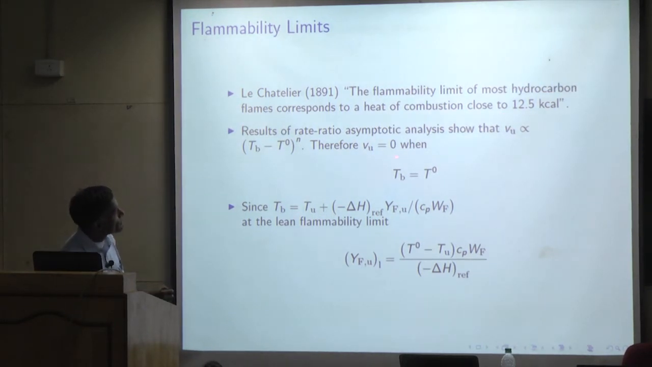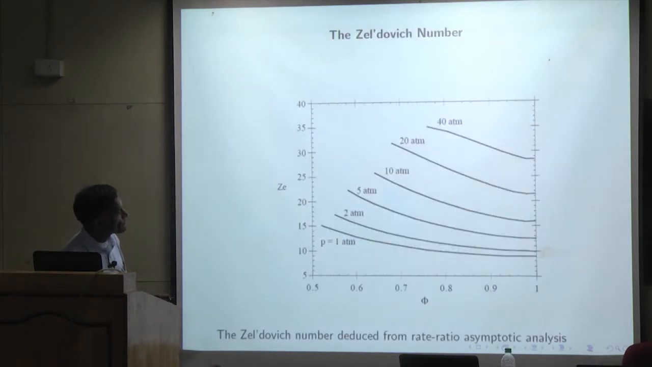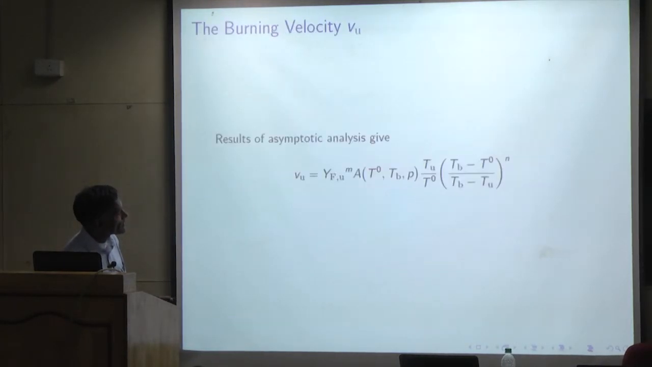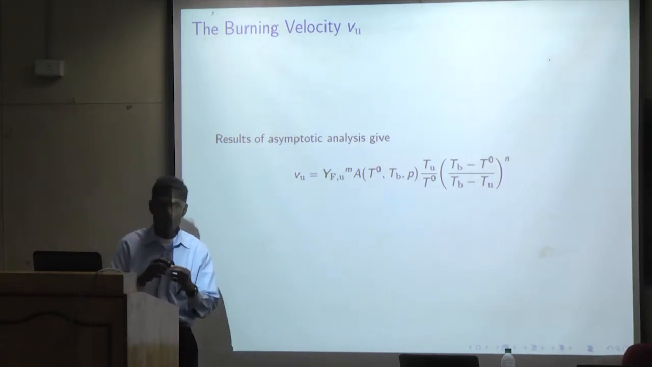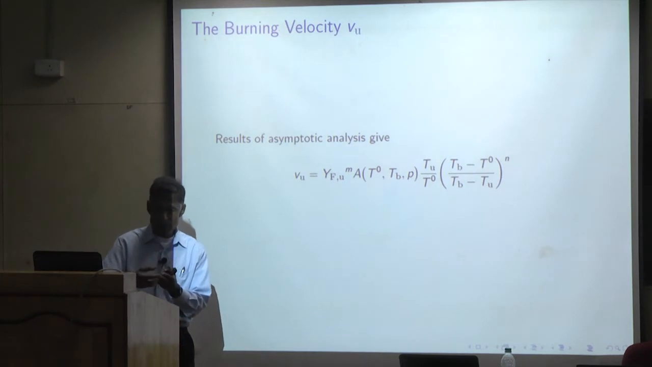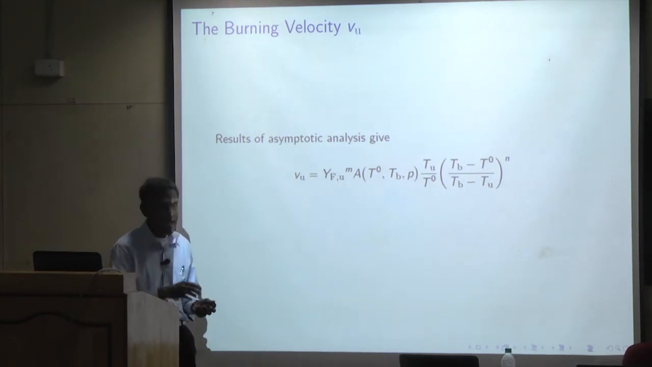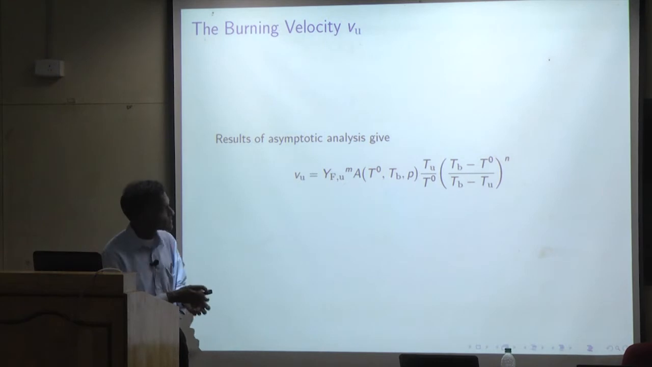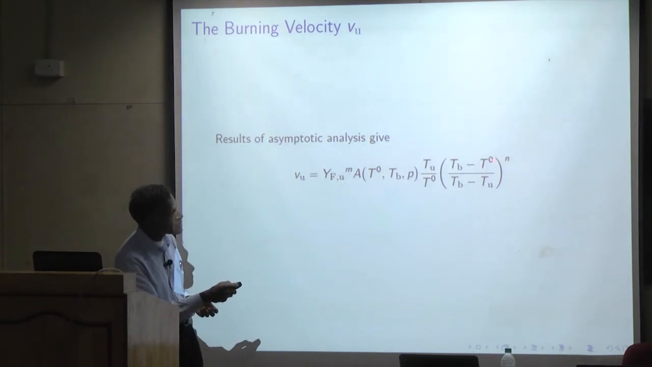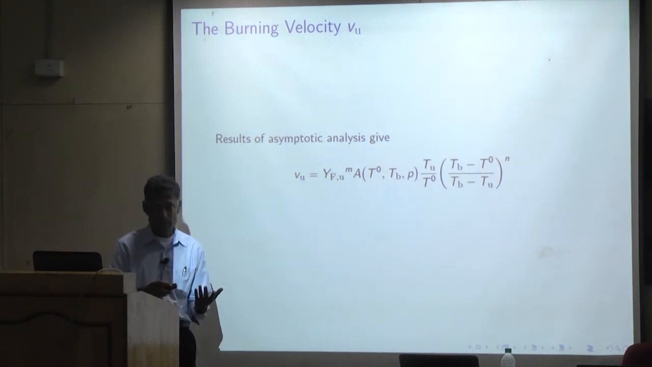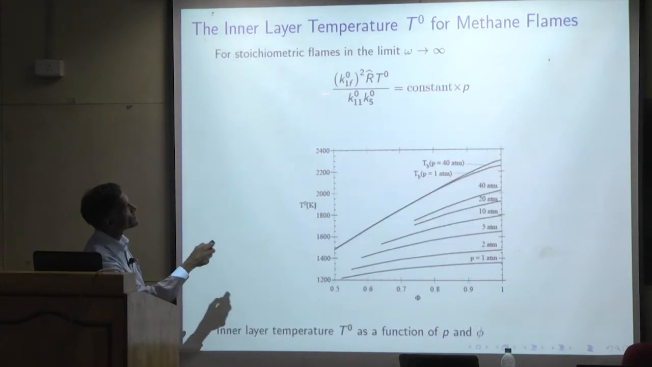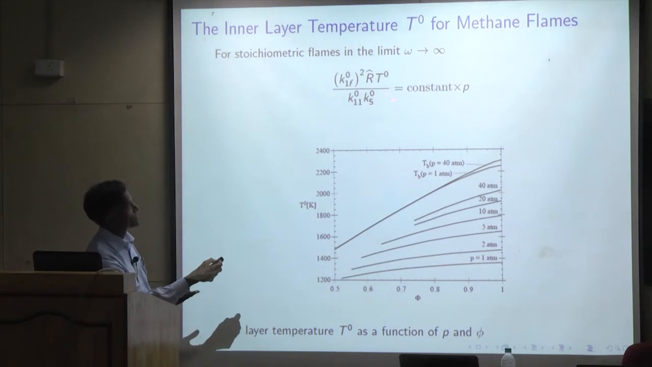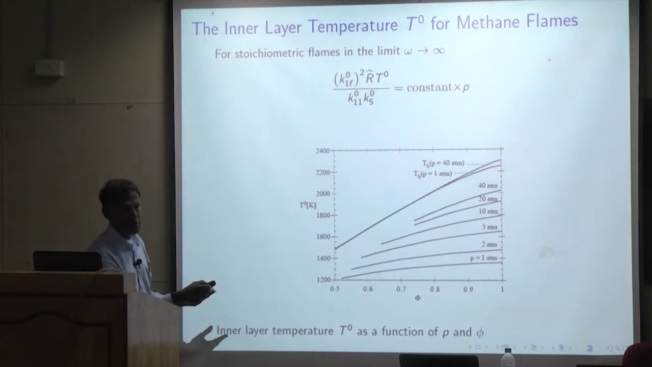As I said, the rate ratio asymptotic analysis tells you that the burning velocity is given by this ratio. Now, take a fuel and oxidizer mixture such that the adiabatic temperature of that mixture is the crossover temperature. Remember, this crossover temperature is simply a kinetic property, because it's obtained from this step. Just kinetics tells you what the crossover temperature should be.